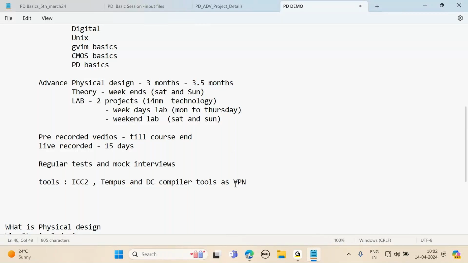VPN means you can access it from your home itself. Through VPN, you can access the tool for the next 15 days after course completion. So if the course is completing today, then for the next 15 days you can use the tool and practice on it. But if you are coming to VLSI Guru and accessing the tool, you can access it till you get the job.